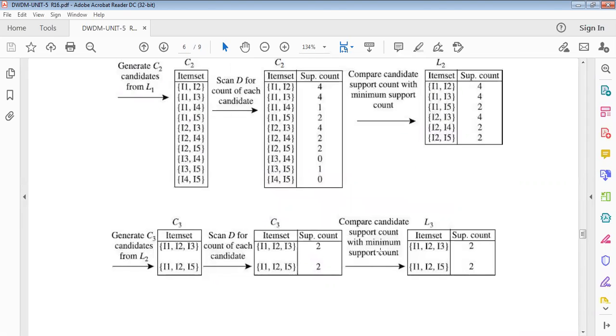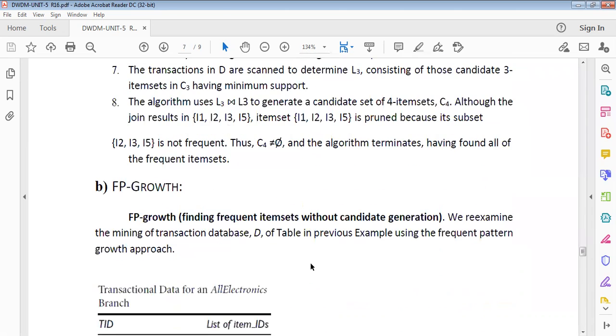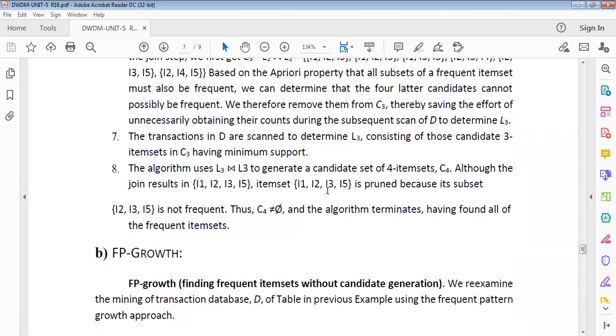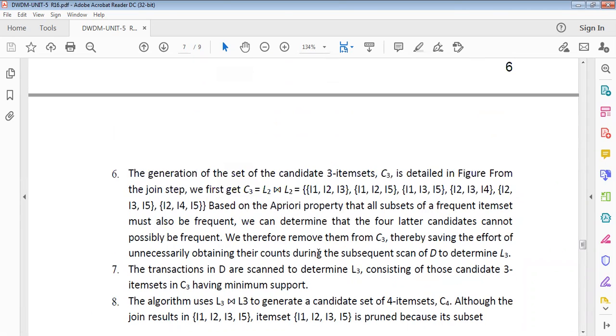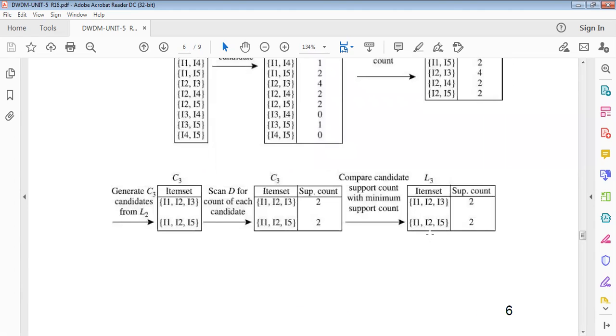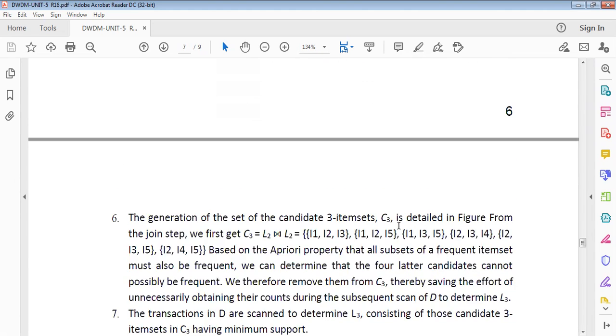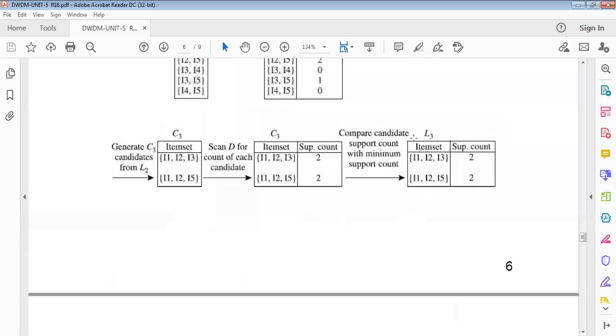Now we have to compare the candidate support count with the minimum support count. We don't have any below the minimum. These are the final values: I1, I2, I3 and I1, I2, I5. These are the frequent item sets generated using the Apriori algorithm. So the most frequent item sets are I1, I2, I3 and I1, I2, I5.